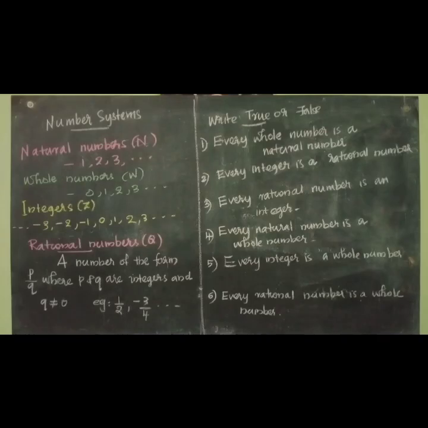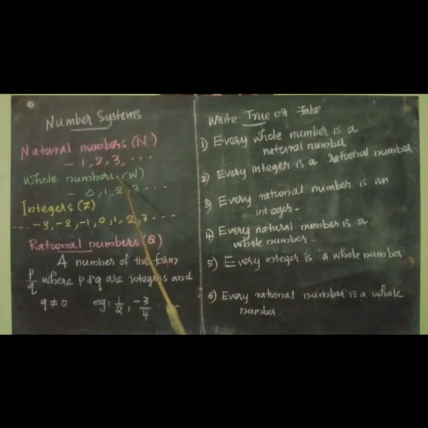In the lower classes you have studied the number systems. The first system is natural numbers. It is denoted by the letter N. 1, 2, 3, etc. are the natural numbers. Natural numbers are also called counting numbers because we use these numbers to count. 1, 2, 3, etc. extend to the right side. They are infinite numbers. As they go to the right side, their value is increasing.